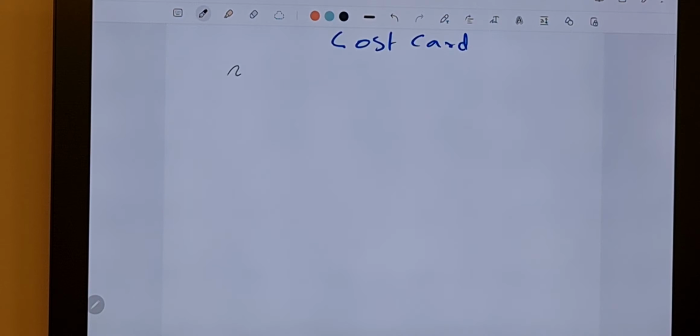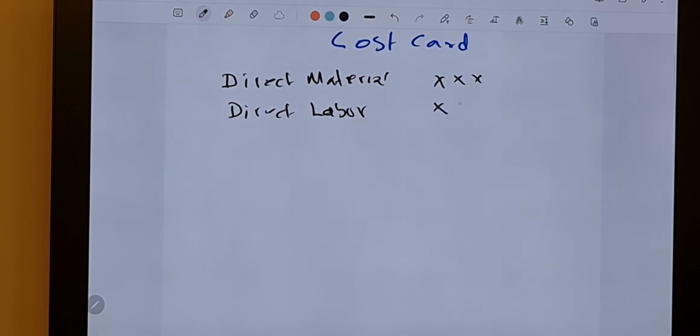The first one we call direct cost. So, direct material. Right? We assume some amount per unit, say $1 per unit, $2 per unit, or something like that. Direct labor. And another one is direct expenses.